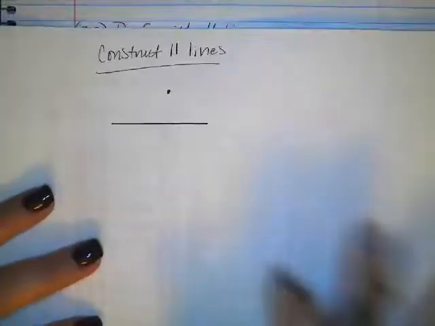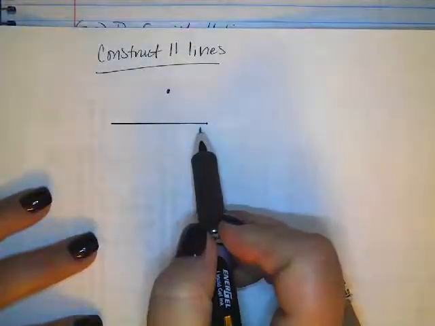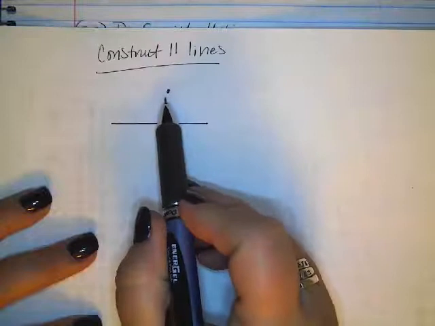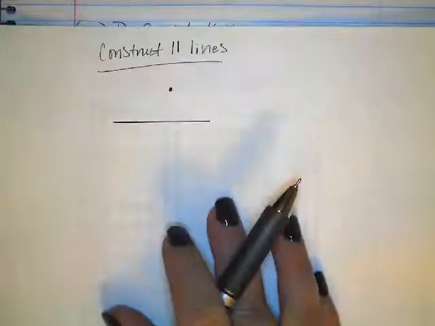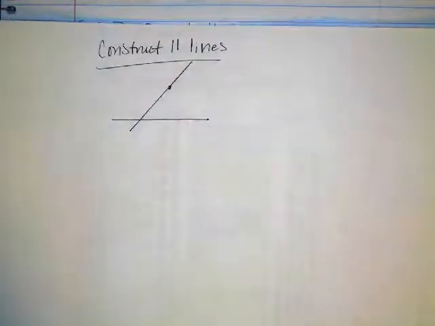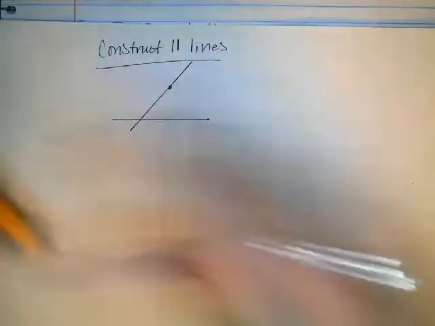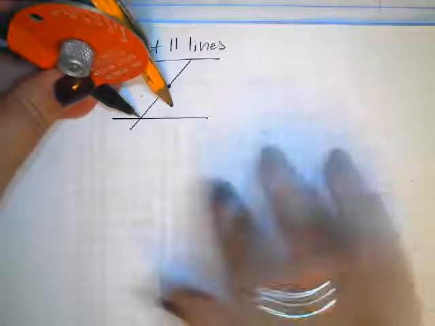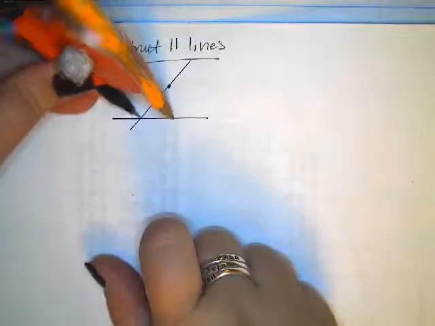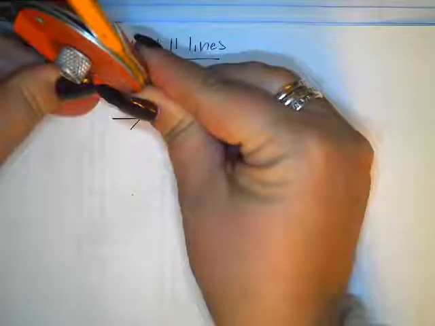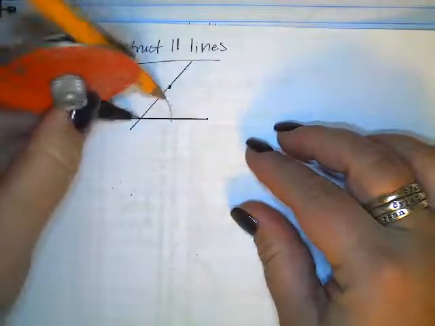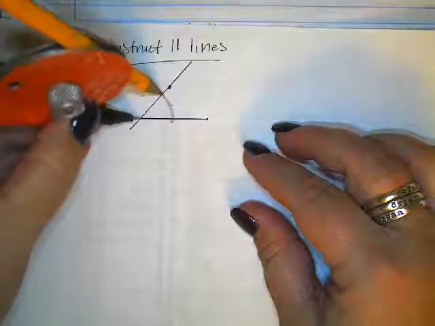The next thing that we're going to do is construct some parallel lines. So you're going to draw a line, just a little line segment, and a point. And what you're going to do with that is you're going to then connect, any way that you want, your point with your line. And then you're going to take your compass and you're going to place it on this vertex here. And I'm going to adjust this so it's not super huge. And I'm going to make myself a little arc.